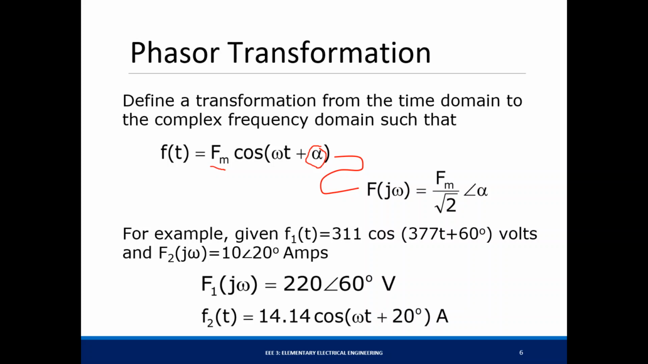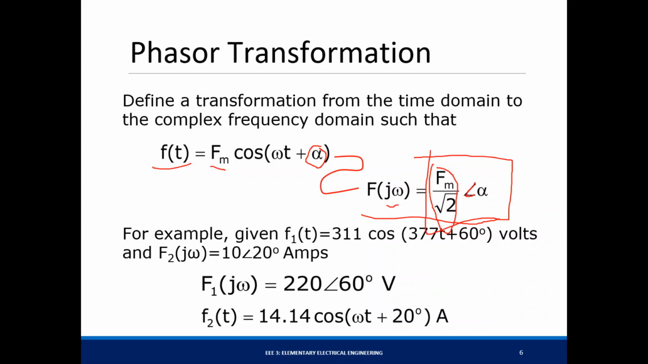We can define a transformation from the sinusoid to what we call the phasor, which is the complex representation of our sinusoids, as this expression right here. Your f of t becomes big F of j omega, which is equal to the RMS value of the sinusoid, angle B, basically the phase shift. And this is now a complex number, right?